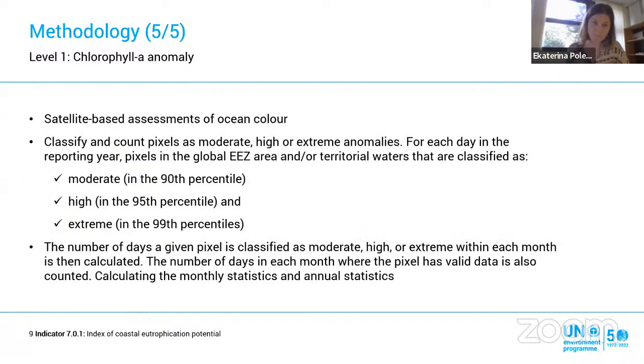Next slide, please. Chlorophyll-a anomaly is also based on satellite assessment of ocean color and generated for each individual pixel within a country's coastal zone. Pixels are classified and counted as moderate, high, or extreme anomalies. The number of days a given pixel is classified as moderate, high, or extreme within each month is divided by the number of days in each month where the pixel has valid data. The monthly statistics are reported on an annual basis by taking an average of the country's 12 monthly frequency values for the calendar year for each EEZ. Next slide, please.